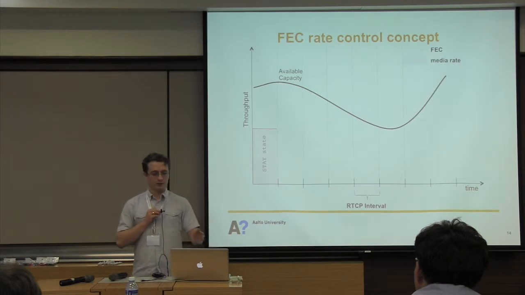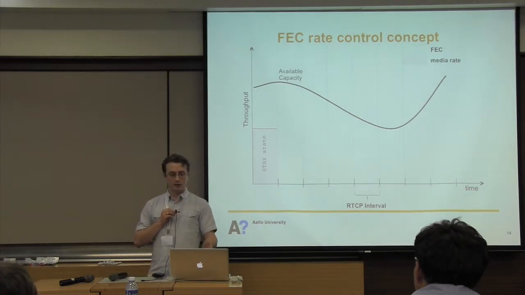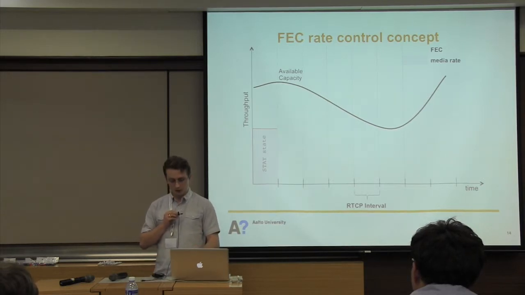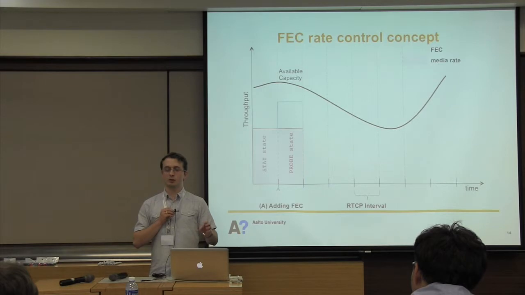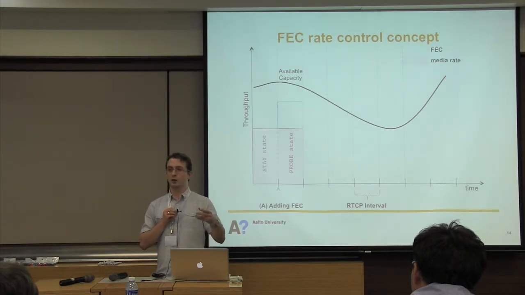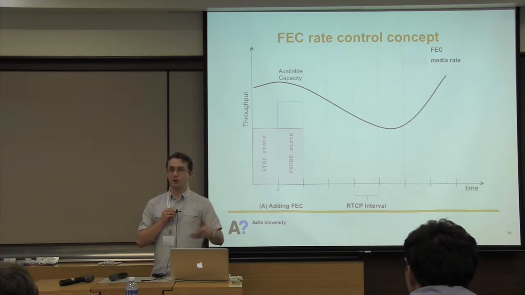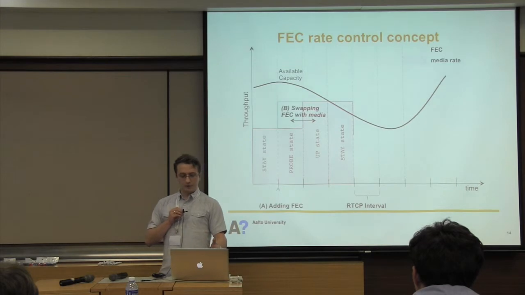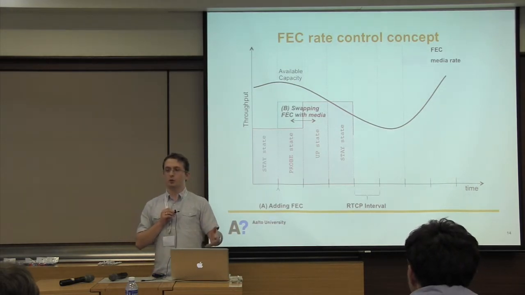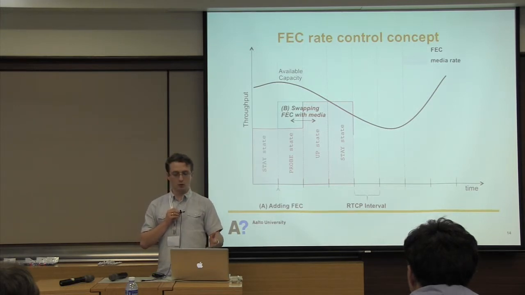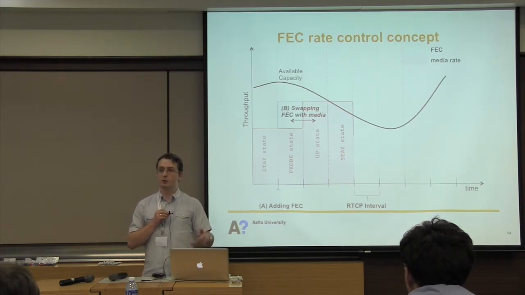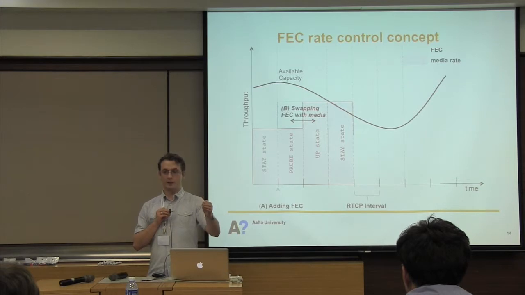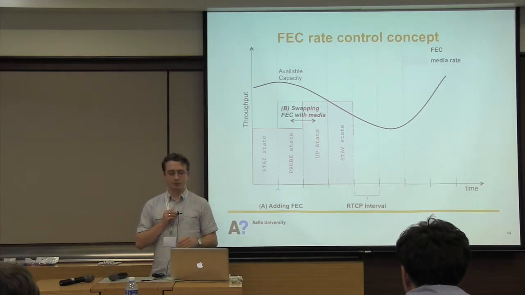Then we arrive at a given RTCP interval, and the congestion control algorithm says that we should start probing. So we enter the probe phase, which means that we are keeping the same media sending rate, but we are switching on the FEC rate on top of it, which is going to increase our overall rate. Then if in the next interval the RTCP report says that our conditions are still stable, we replace the FEC rate with the media rate. So we are swapping the FEC with the media. We go to the up state, where we replace the FEC with media, and then we are again in the stay state where we are keeping the rate.